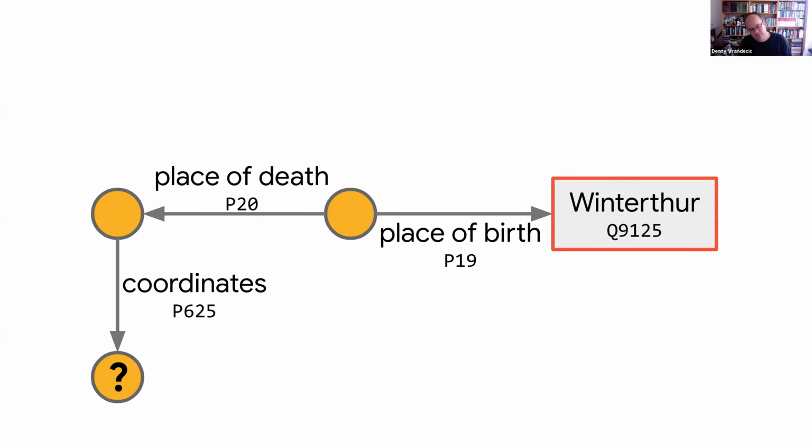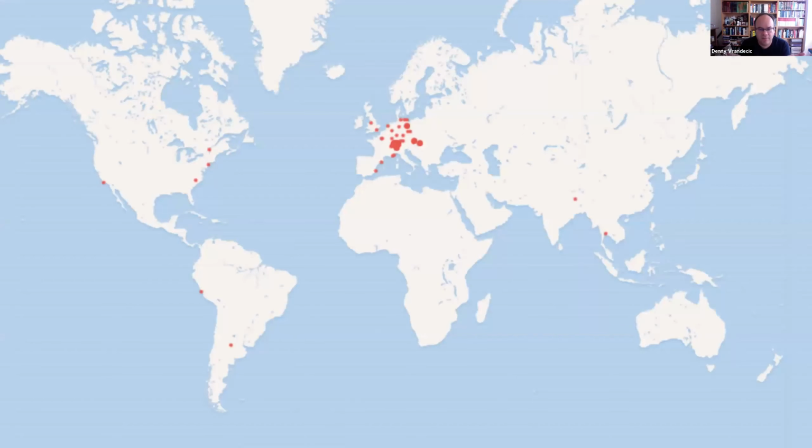For example, if you do this in Wikidata, with a graph query like this, I can take those coordinates and put them on a map. Without any coding, I now see a map of all the places where people that are in Wikidata, and therefore in Wikipedia, who were born in Winterthur, have died. And without writing a single line of code, I can get this query result directly out of Wikidata.